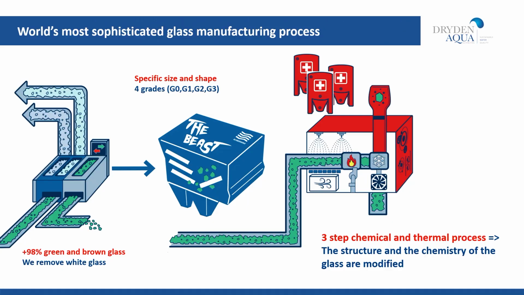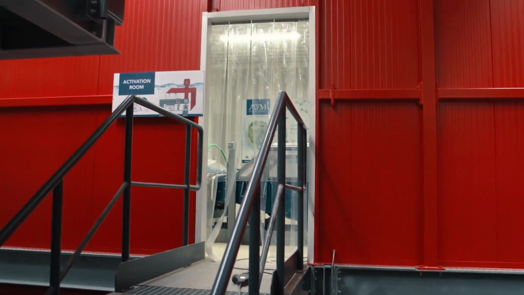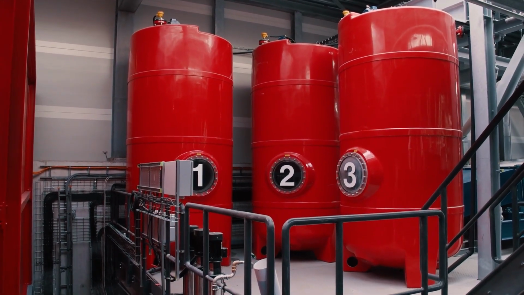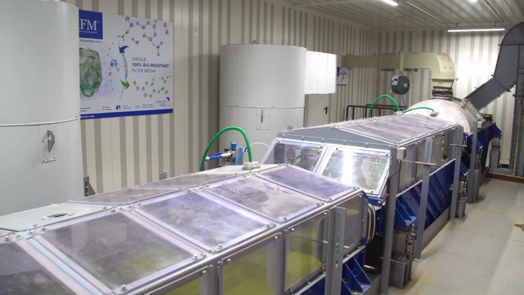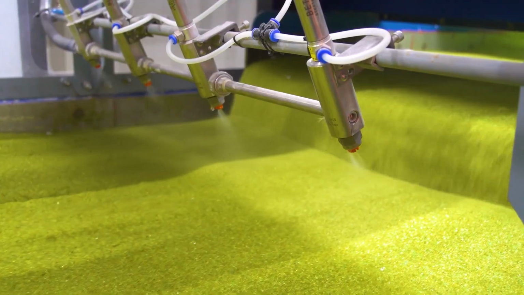Then this is where the magic happens. The final stage is the activation process, which anybody's welcome to come and view at our factory in Switzerland or up in Edinburgh. And this is a 3-step chemical and thermal process. And this is where we change the surface structure and the chemistry of the glass to make it 100% bioresistant.